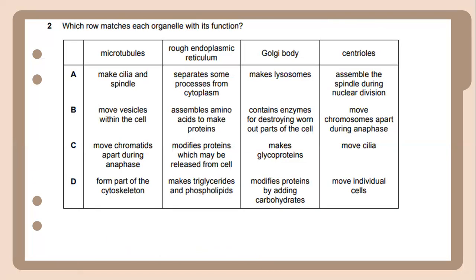Which row matches each organelle with its function? Microtubules move vesicles within the cells. Rough endoplasmic reticulum assembles amino acids to make protein. Golgi bodies actually contain enzymes for destroying walls outside of the cells, and centrioles move chromosomes apart during anaphase.